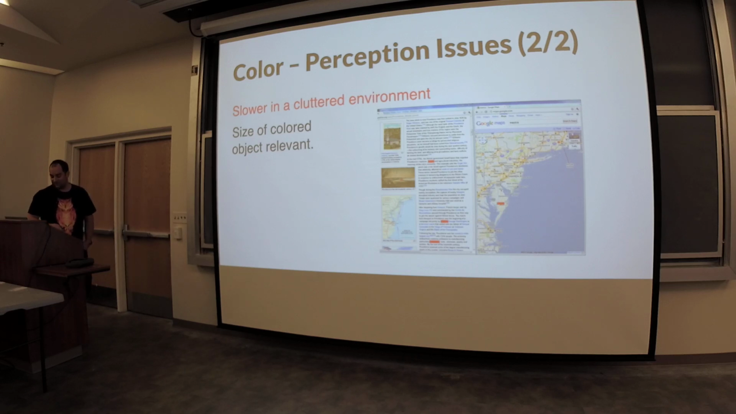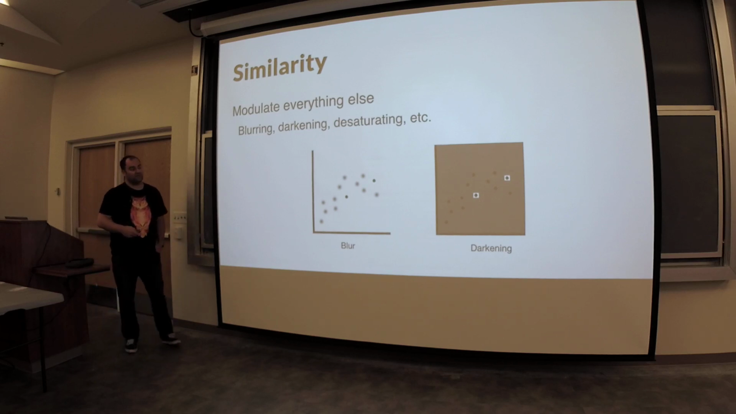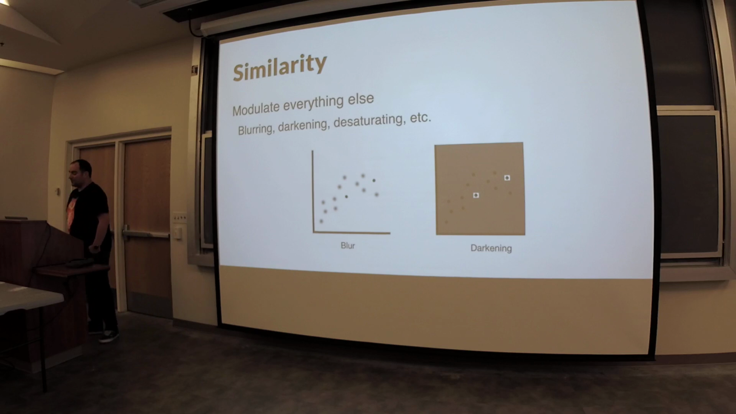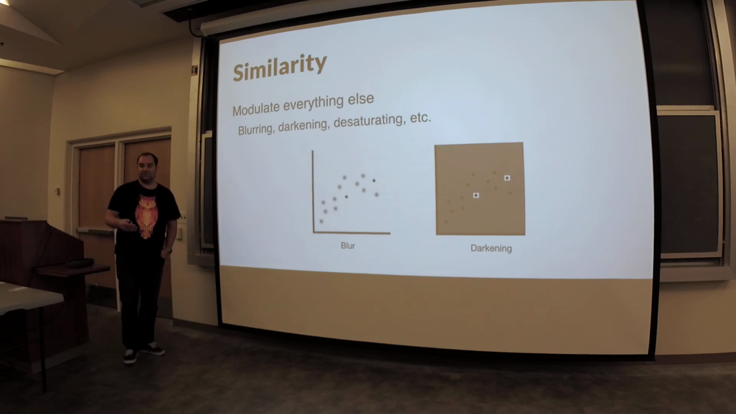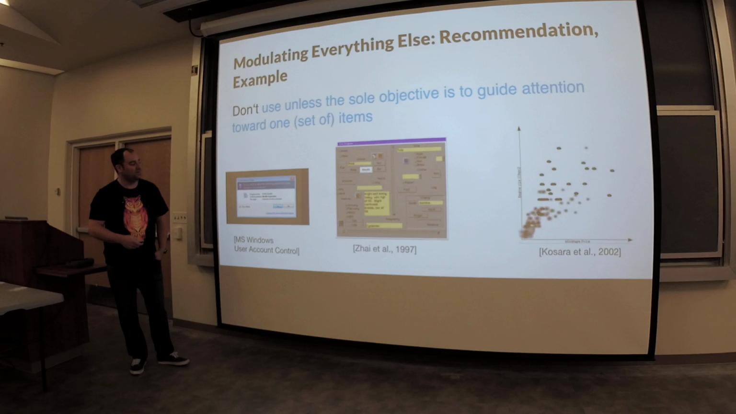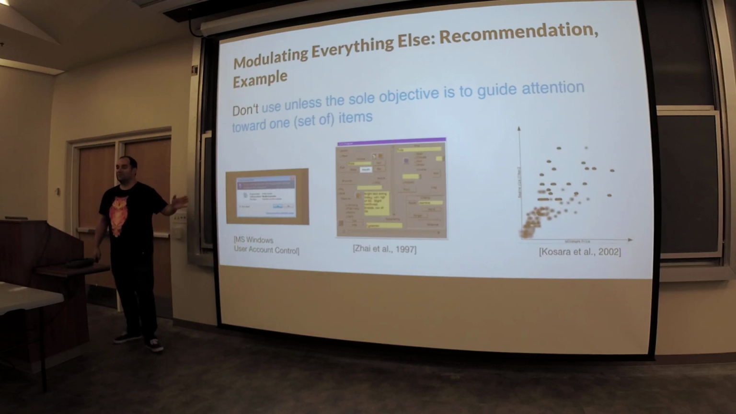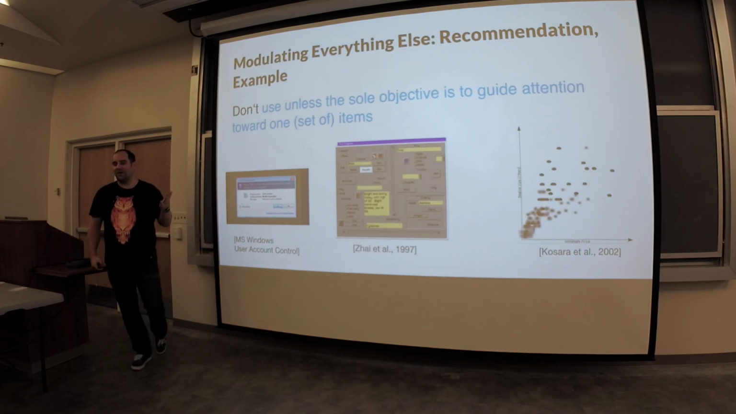The other way to express similarity is also to modulate everything else. So for example, instead of color highlighting those two items, I could just blur out all of the other items. Or I could darken everything around it. You might have seen this darkening in things like the Microsoft Windows User Account Control, right? They really want you to pay attention to the security pop-up box, and so they not only put a pop-up box in front of your nose, they also darken everything else around it.